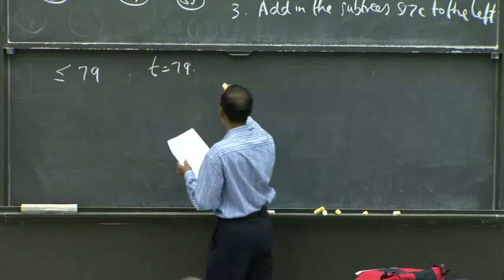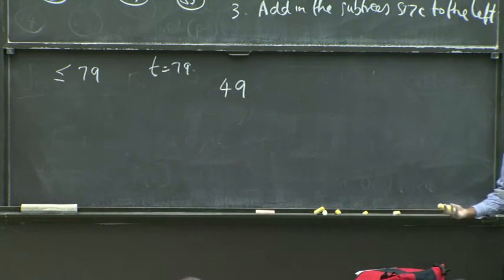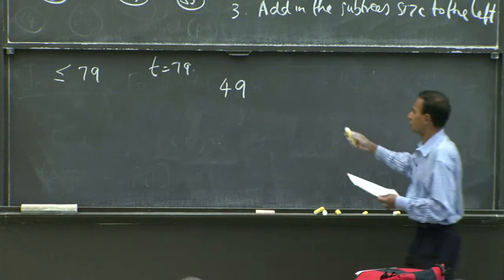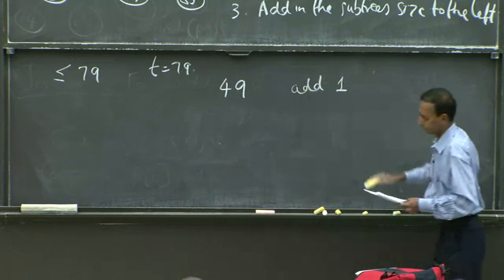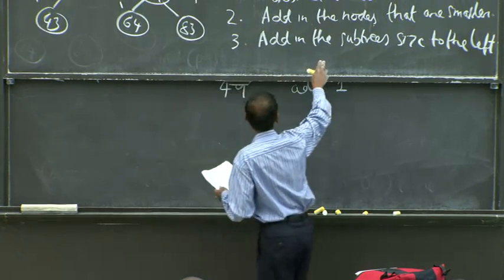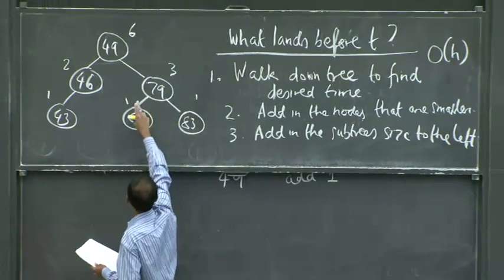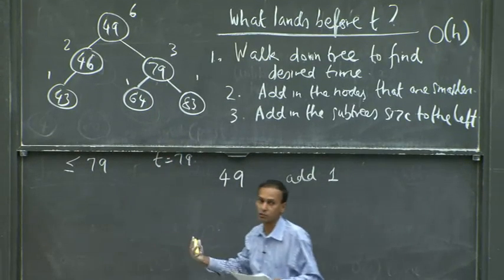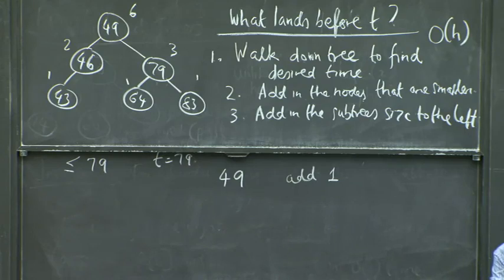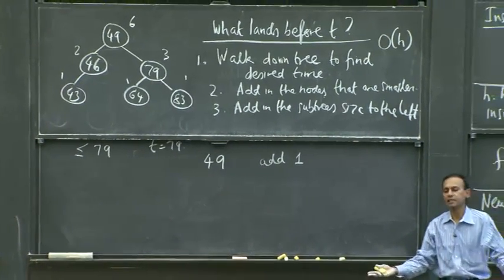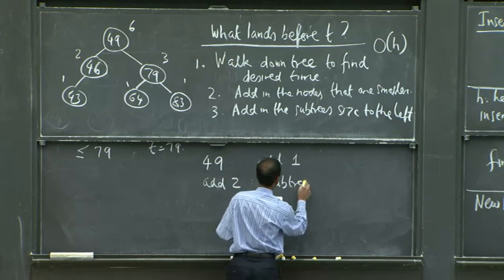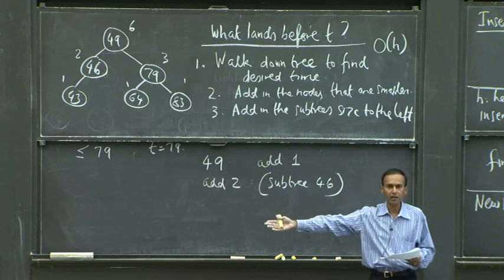I'm going to walk down. I'm going to look at 49. 49 is clearly less than 79, so I'm going to add 1. And that's this check over here. I move on, and what I need to do now is move to the right, because 79 is greater than 49. That's how my search would work. But because I've moved to the right, I'm going to add the subtree sizes that were to the left. Because I know that all of the things to the left are clearly less than 79. So I'm going to add 2 corresponding to subtree 46. I'm not actually looking there, but I'm going to add all of that stuff in.